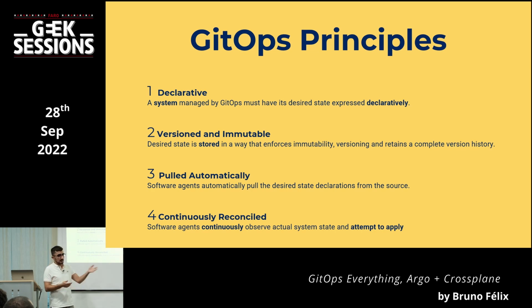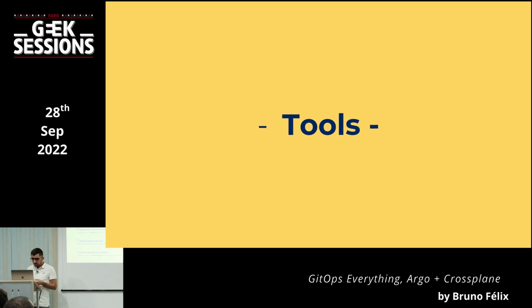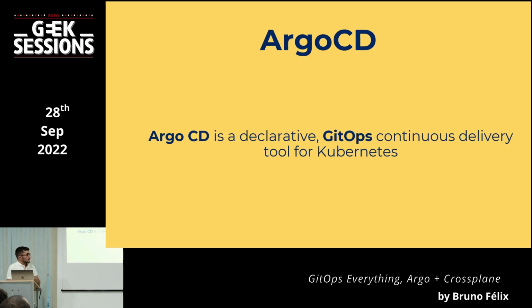By services, I mean third-party services. I'm talking about infrastructure as a service, database as a service, and so on. So, the tools. We are using Argo CD, and Argo CD is a declarative GitOps continuous delivery tool for Kubernetes.